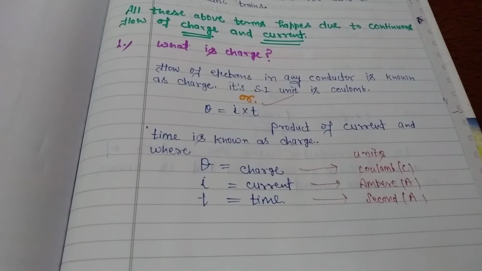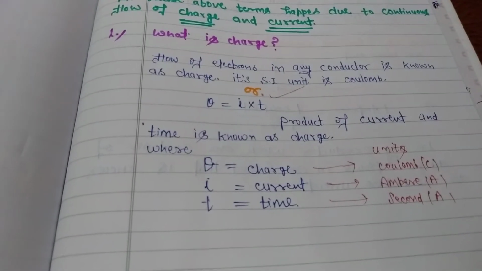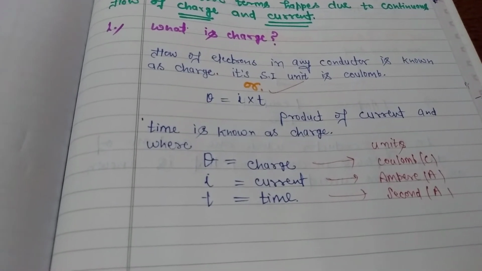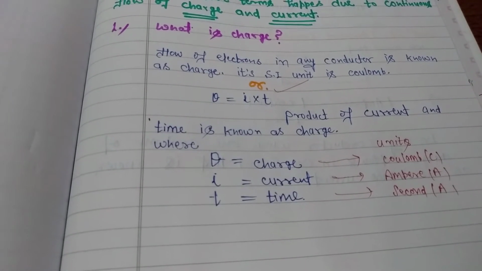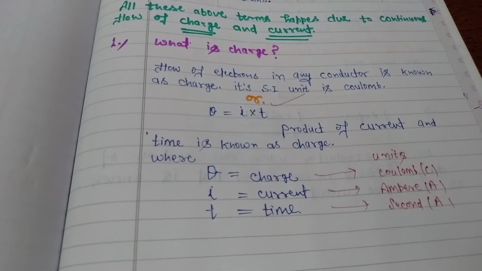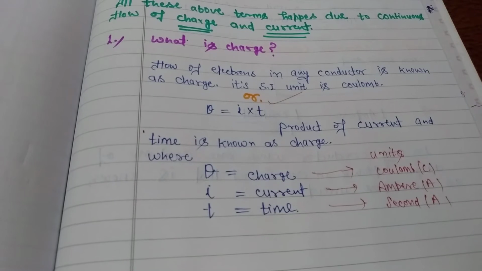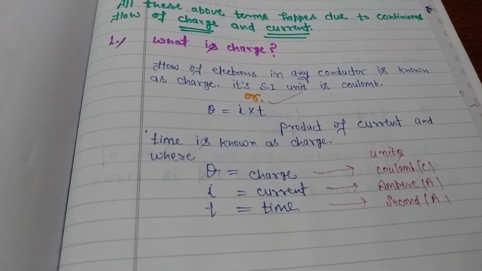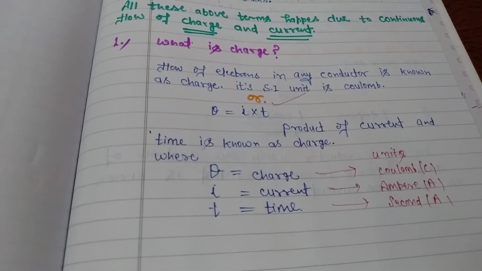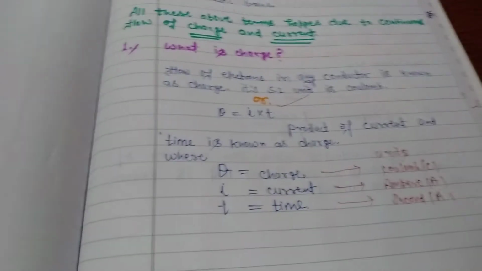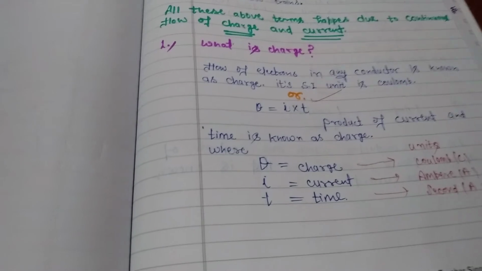All these are SI units of the quantity. My dear students, you should have knowledge about the meaning of units. Generally, a unit means that in which we measure any quantity is known as the unit of that quantity. This is the definition of charge. You can define it in two ways. First, flow of electrons in any conductor is known as charge, and with the help of the formula of charge, Q is equal to IT, you can write product of current and time is known as charge. SI unit of charge is coulomb.